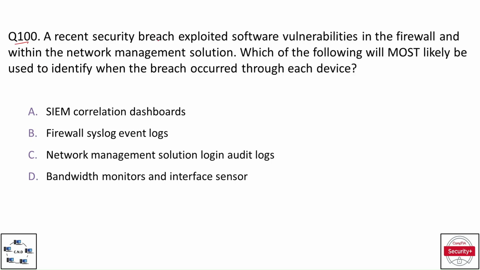Question number 100. A recent security breach exploited software vulnerabilities in the firewall and within the network management solution. Which of the following will most likely be used to identify when the breach occurred through each device? And the options are: option A, SIEM correlation dashboards; option B, firewall syslog event logs; option C, network management solution login audit logs; and option D, bandwidth monitors and interface sensors. And the correct option is option A, SIEM correlation dashboards.